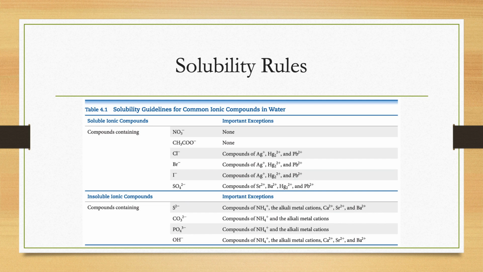Whereas the original reactant side had potassium carbonate. Well, carbonate is normally insoluble, but potassium carbonate is soluble because potassium is one of these alkali metal cations that is the exception for carbonate that will make it soluble instead of insoluble.